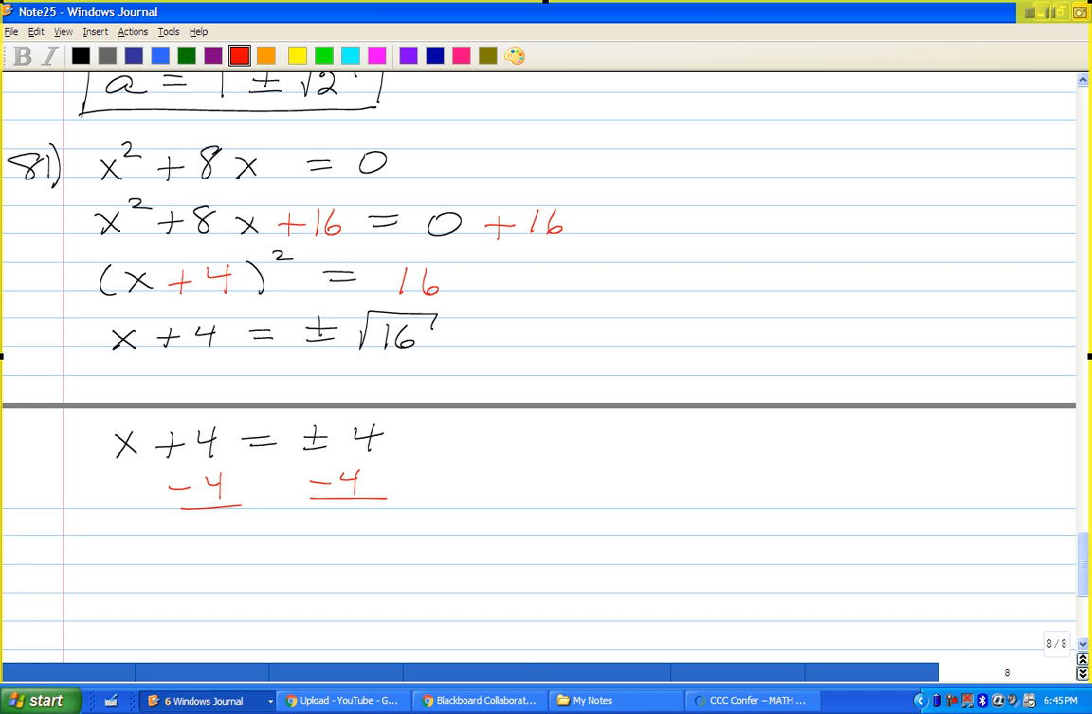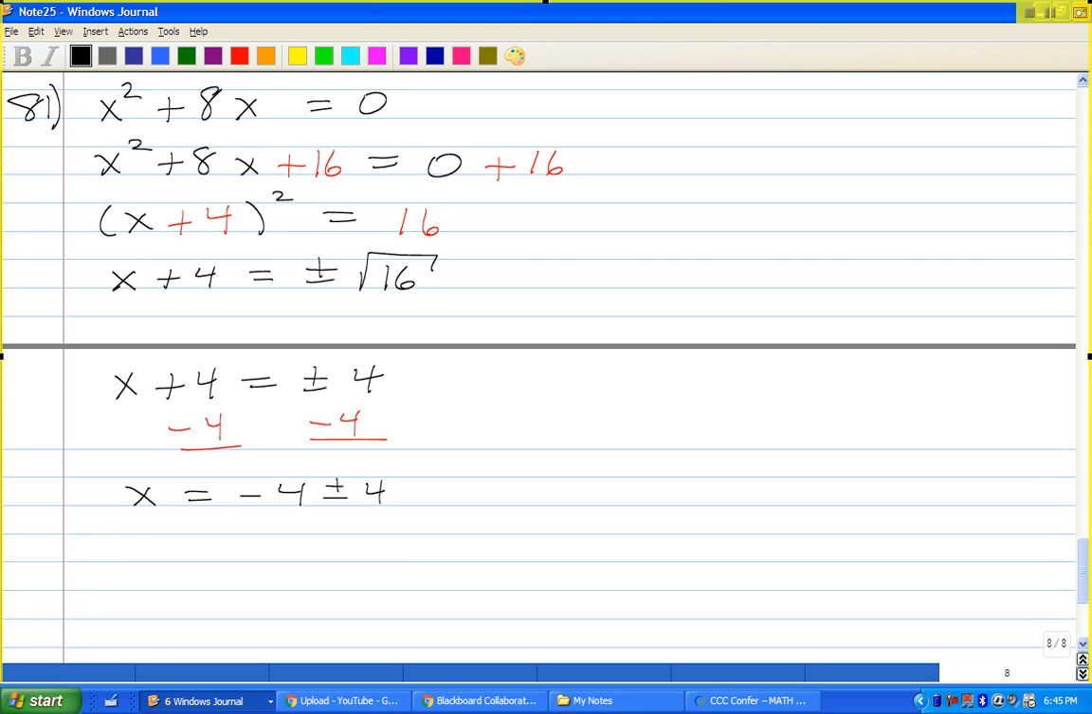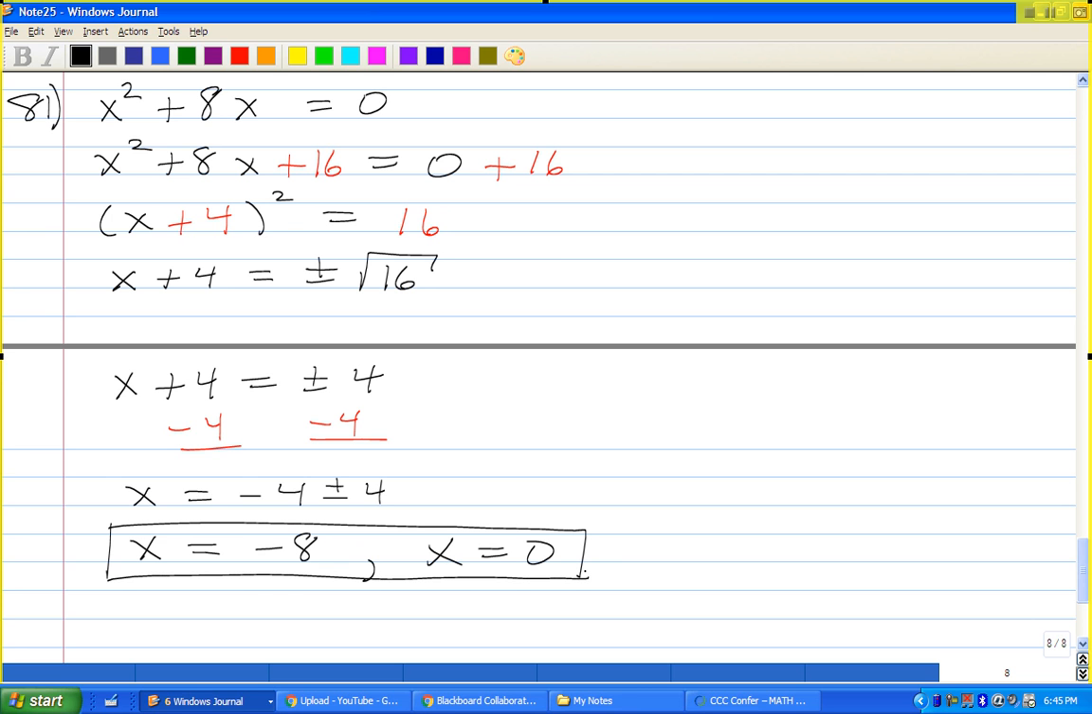Okay, and so I have that x is equal to negative 4 plus or minus 4. And so, negative 4 minus 4 is negative 8. Negative 4 plus 4 is 0. So I have x is negative 8 or x is 0. And that is your answer.